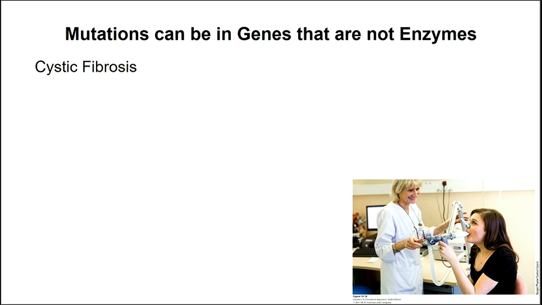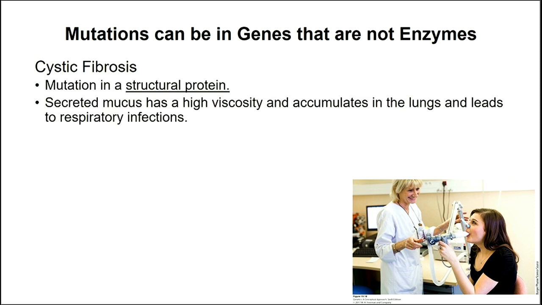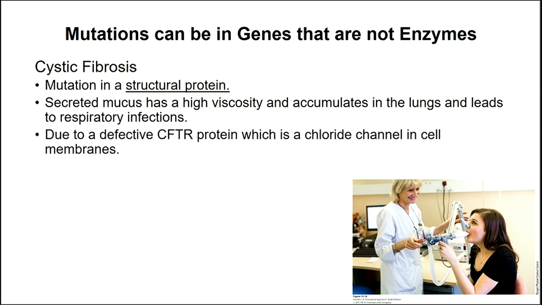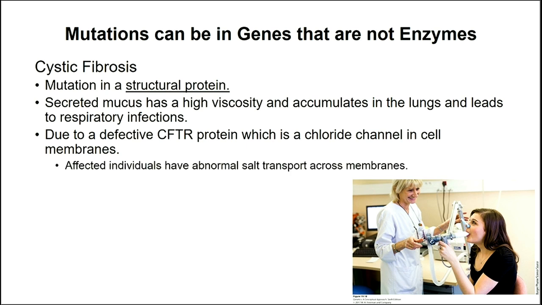Sometimes you can have a mutation with no phenotype, sometimes you can have a mutation with very damaging phenotypes. Some examples of human disorders that are caused by mutations are, for example, cystic fibrosis. This is a mutation in a structural protein. The CFTR protein is a chloride channel in the cell membrane. When this CFTR chloride channel is defective, the mucus that is secreted has a very high viscosity, and this accumulates in the lungs and leads to respiratory infections.